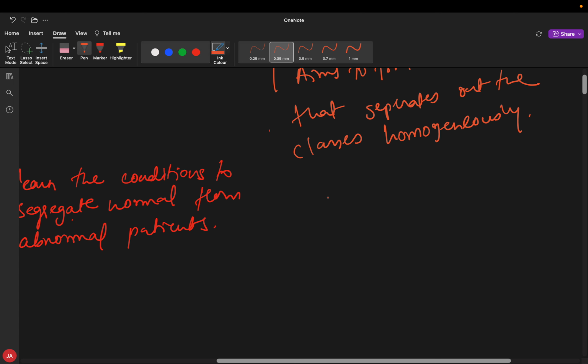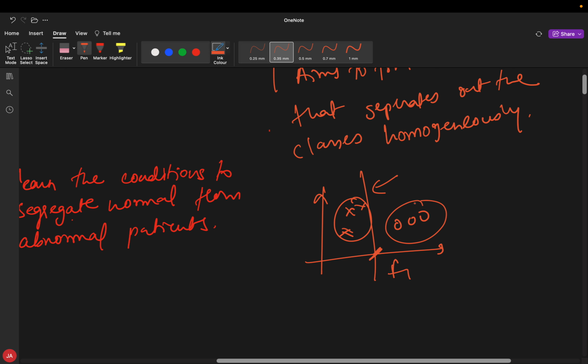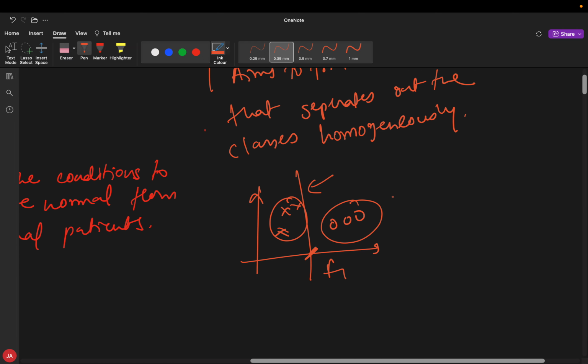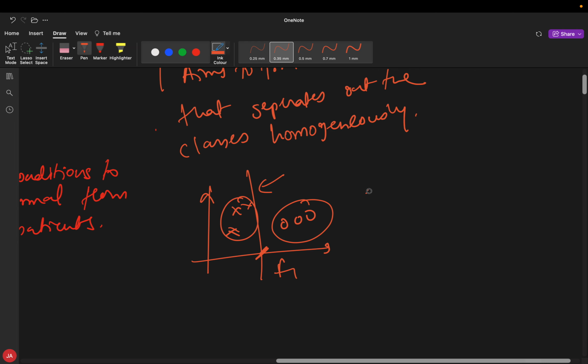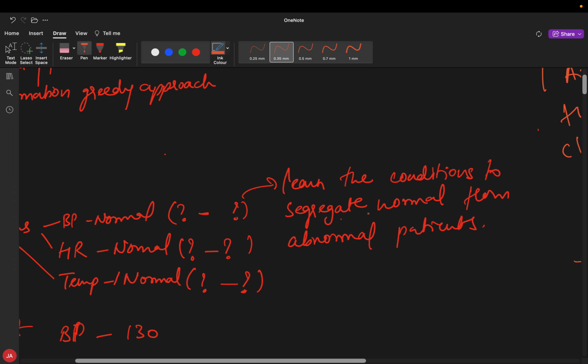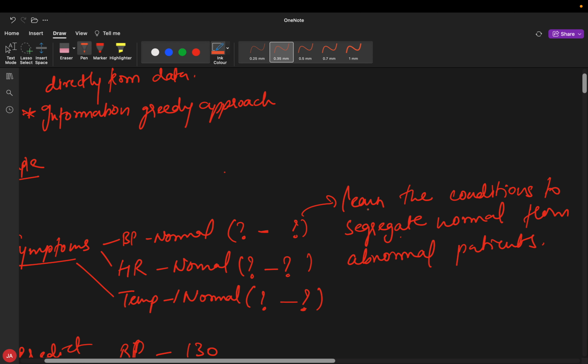Let's say there is some data where we have some crosses and circles. The decision tree finds a split on a feature f1 that splits this and this homogeneously at the best. So the split should separate the data homogeneously, and if the data is very complex, we'll try to make n splits like this on multiple features. So let us see how things are.